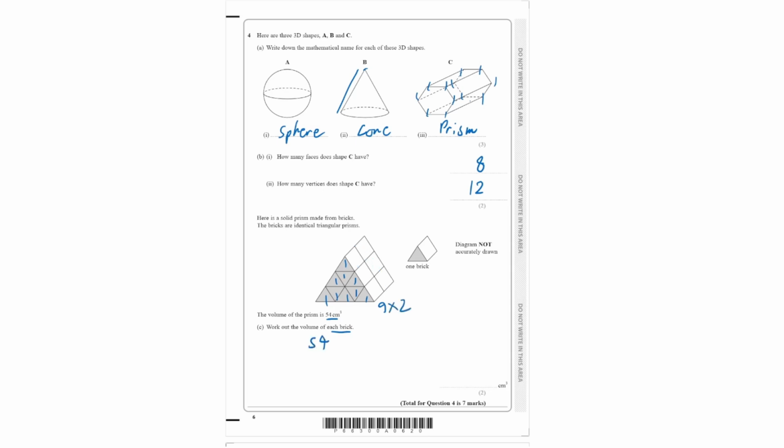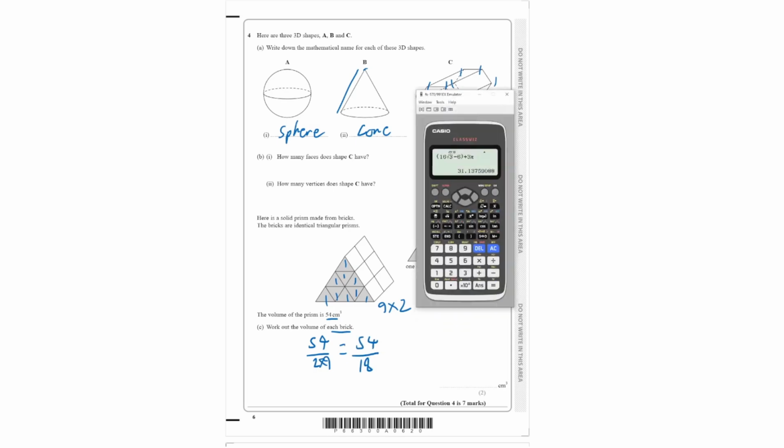So we have 54 divided by 2 times 9, which is simply 54 divided by 18. And we can use our calculator here. 54 divided by 18 gives us 3.